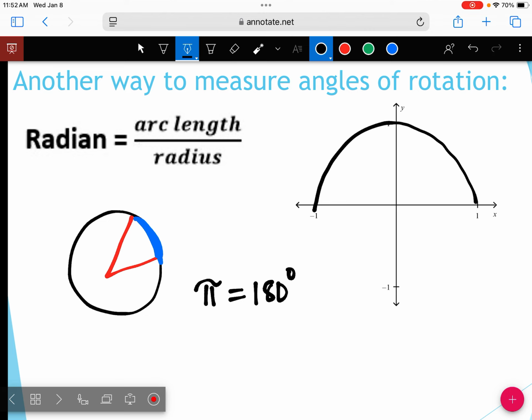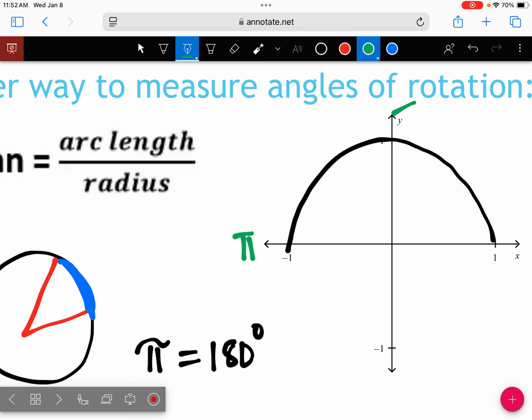So what I'm going to do now is I'm going to go around. So if this is pi, what do you think this is going to be? It's half a pi, right? If this is 180 and this is 90, half of 180 is 90. But to put it in radians, we would say that it is equal to pi over 2. For radians, we're counting by 1/2.